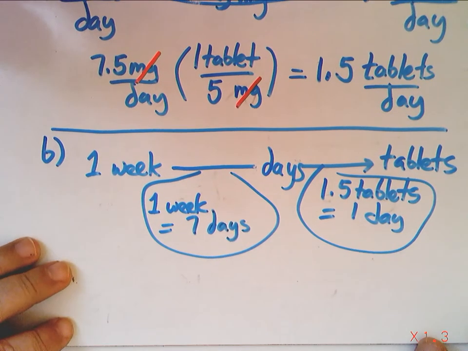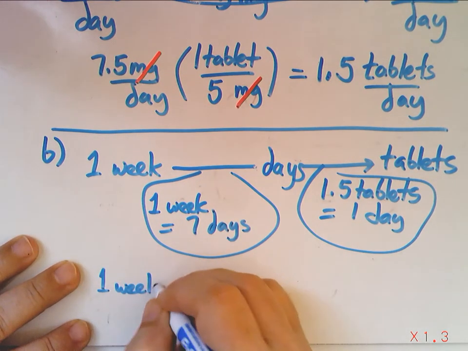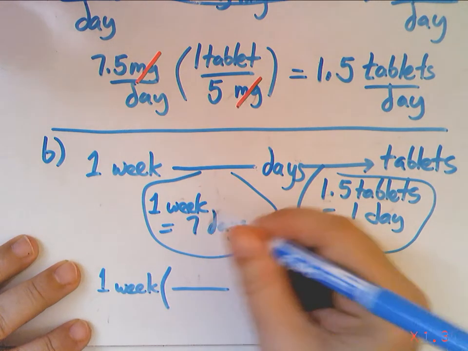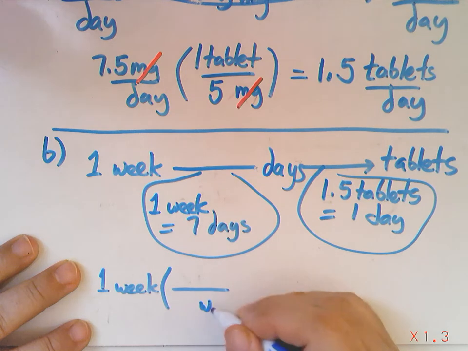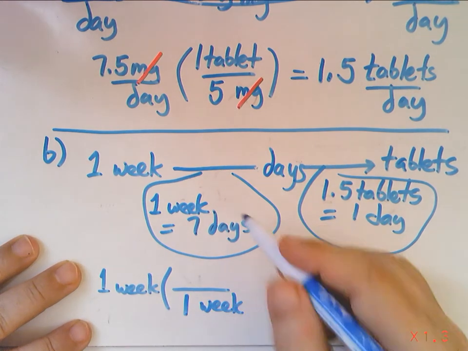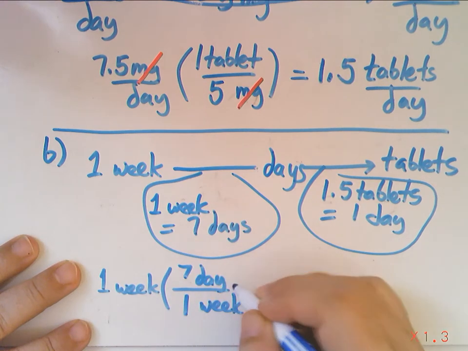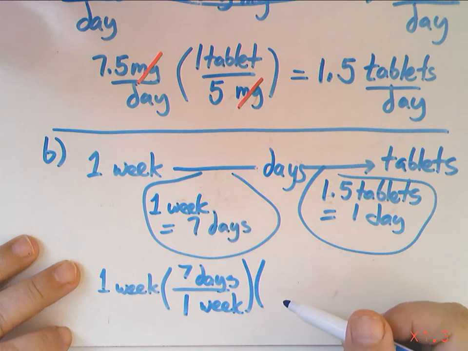So now all I have to do is turn this into a problem. 1 week. I'm going to turn this into a conversion factor, and if I've got weeks up here and I want to get rid of weeks, I have to put weeks down there. I have no choice about that. And on the other side there's 7 days, so 7 days has to go on the top. See, once you have the roadmap, the rest of it is kind of mechanical.